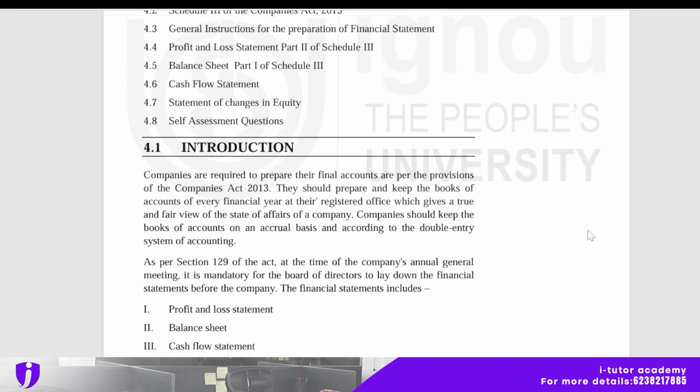Companies are required to prepare their final accounts as per the provisions of the Companies Act 2013. They should prepare and keep the books of accounts of every financial year at their registered office, which gives a true and fair view of the state of affairs of a company. Companies should keep the books of accounts on an accrual basis and according to the double entry system of accounting.